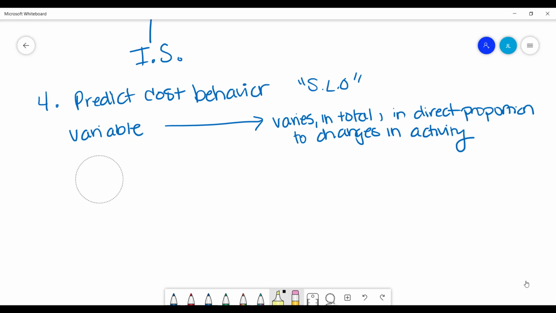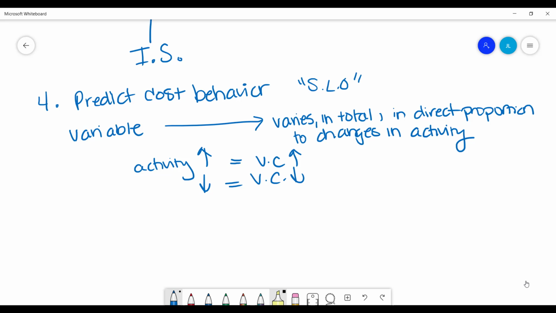So in other words, for a variable cost in total, if activity goes up, what can we expect the variable cost to do? We can expect that variable cost to go up in direct proportion. Same if activity goes down, we can expect that variable cost to go down in direct proportion with that change in activity. We'll look at that in more detail in a second when I set up a table.